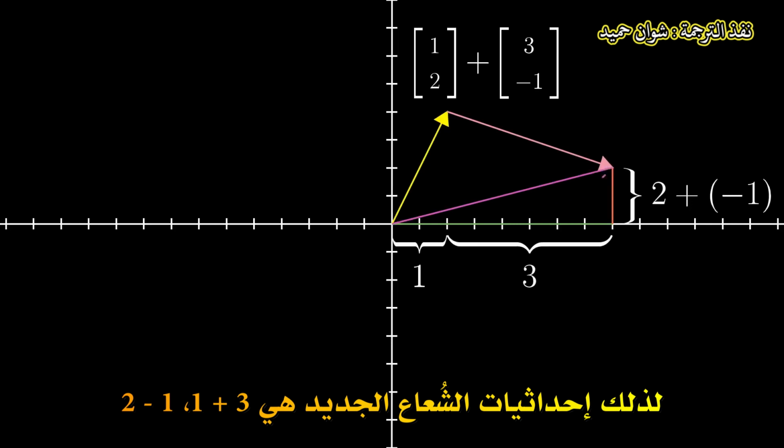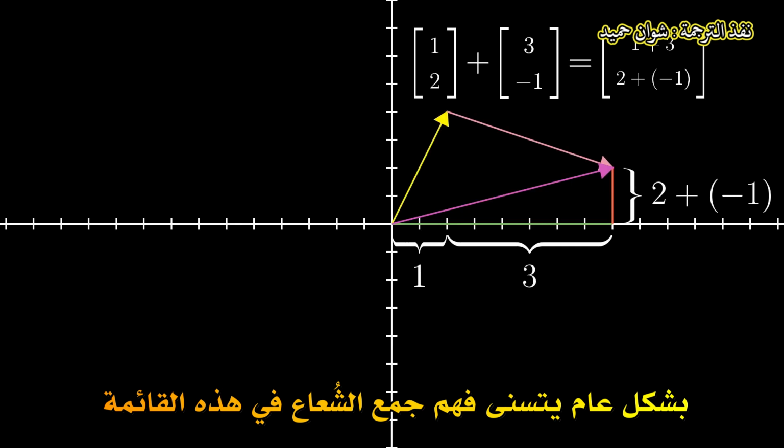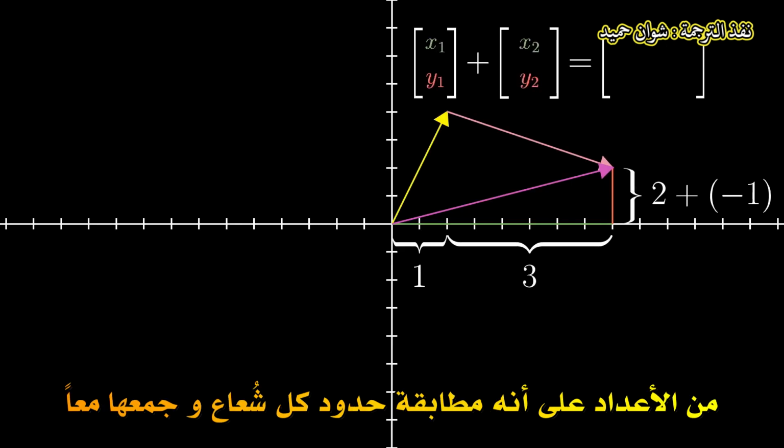So the new vector has coordinates 1 plus 3 and 2 plus -1. In general, vector addition in this list of numbers conception looks like matching up their terms and adding each one together.